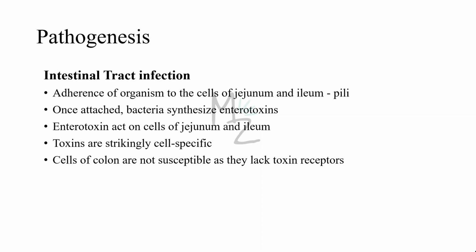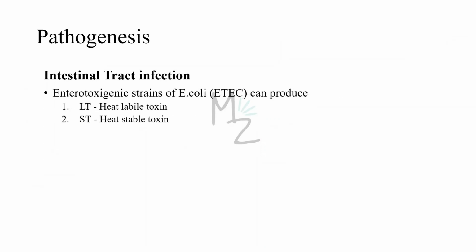The toxins are strikingly cell-specific. The cells of the colon are not susceptible, probably because they lack receptors for the toxin. Enterotoxigenic strains of E. coli, ETEC, can produce either or both of the enterotoxins. The first one is heat labile toxin, the LT, and the second one is heat stable toxin, ST.